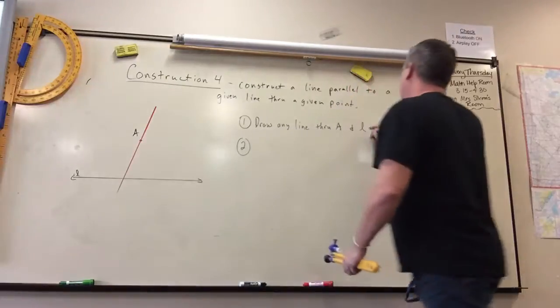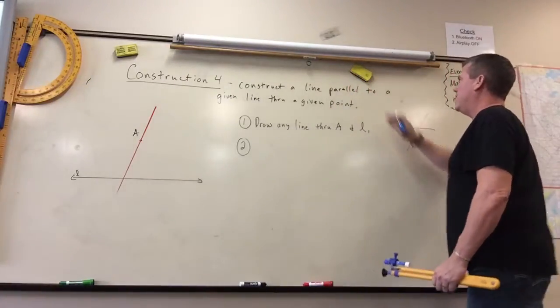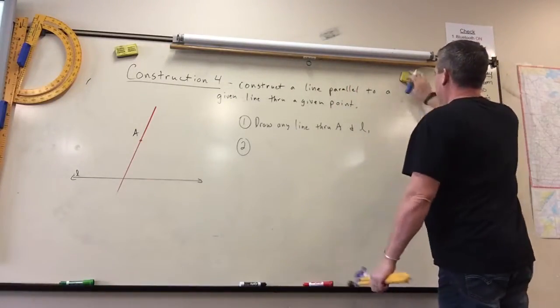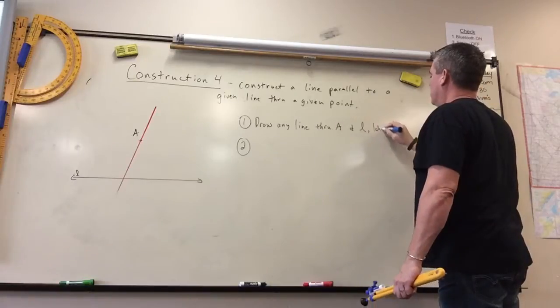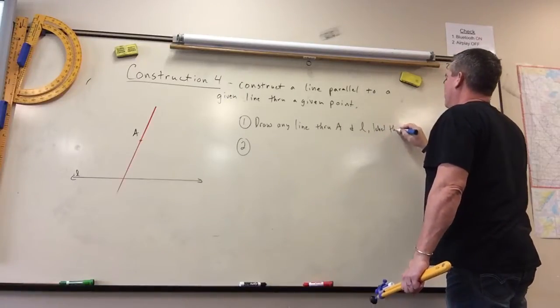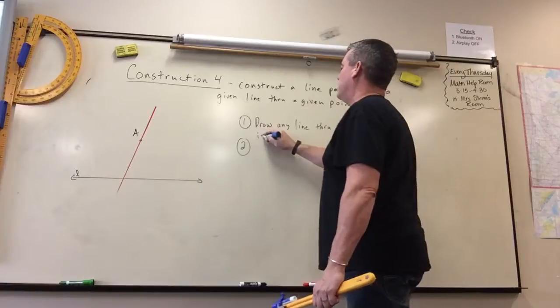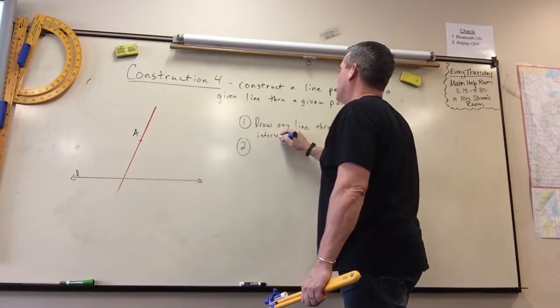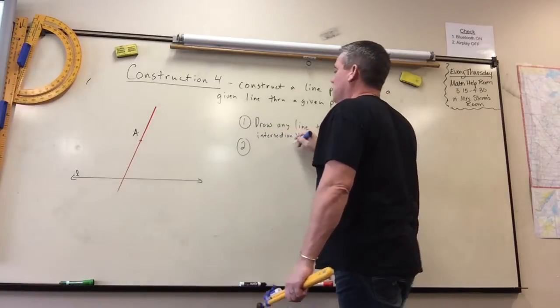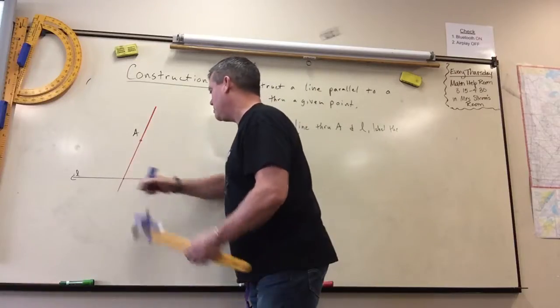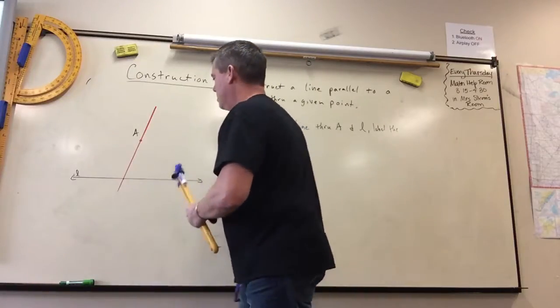Oh, I forgot, I should add on to this, we gotta label the intersection X. So down here where it intersects, label that X.